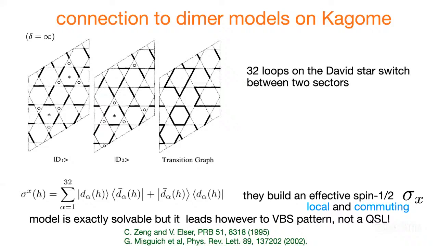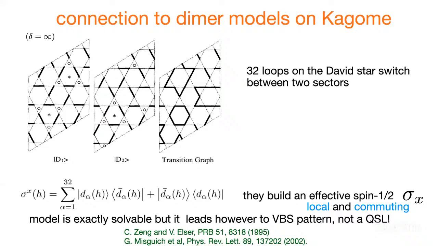Okay, it turns out there are 32 different loops you can draw on the David star and combine them. What Misguich et al. have shown is that this construction can be done independent of the initial state. Yeah? What they actually show is that these 32 loops form a sigma x degree of freedom. Yeah? So in other words, there are two classes, and you need to apply these flips to go from one to the other. So it behaves as an effective sigma x. And this builds something that is essentially local and commuting. Local in the sense of well-defined on the David star, and commuting.